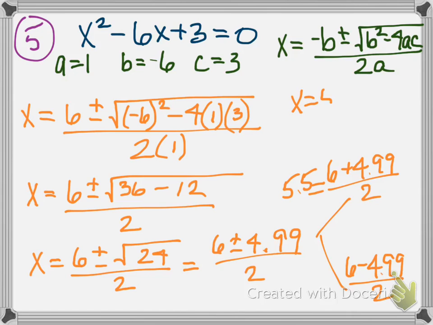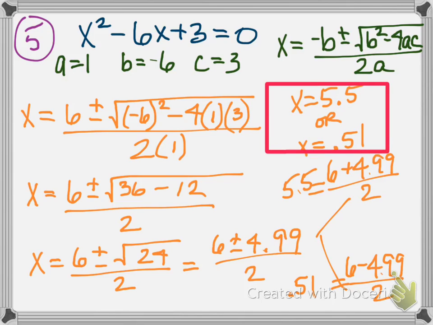So x equals 5.5. Or x equals, let's see what the second one is, 6 minus 4.99 divided by 2, which is 0.51, or just 0.5. So x equals 0.51. So using the quadratic formula, we end up with that.